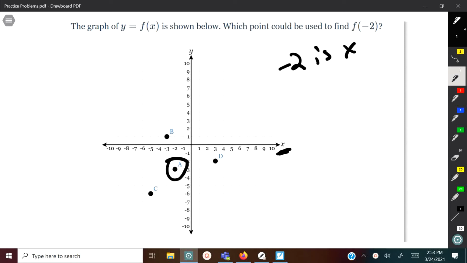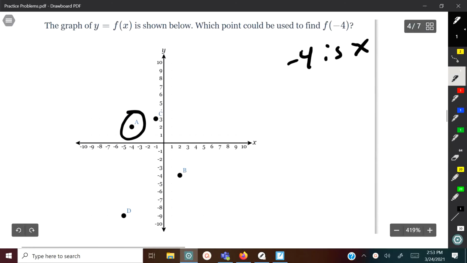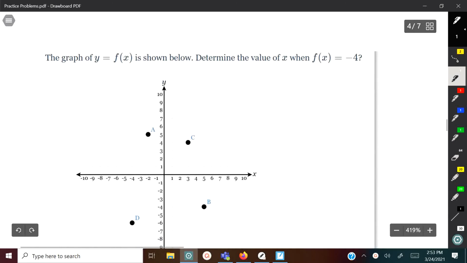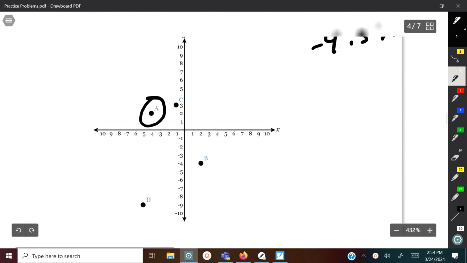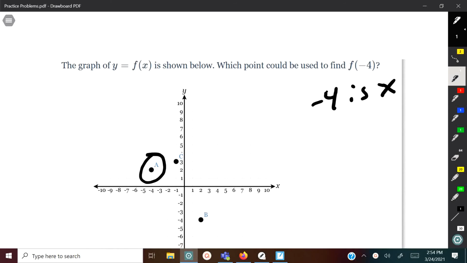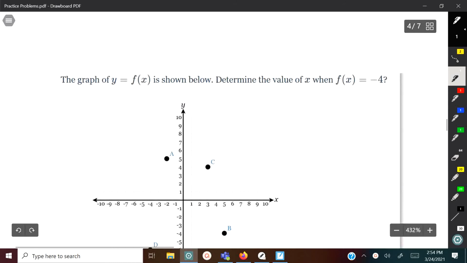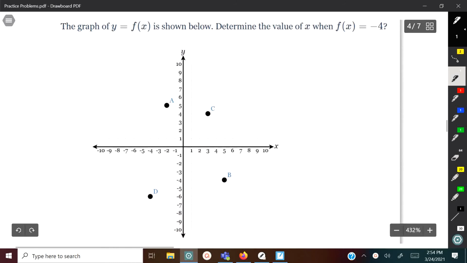All right, let's take a look at another example. All right, here it says the graph of y is equal to f of x is shown below. Determine the value of x when f of x is equal to negative 4. And let me take a quick look at something right here. Notice how it says which point could be used to find f of negative 4. And this it says determine the value of x when f of x is negative 4.